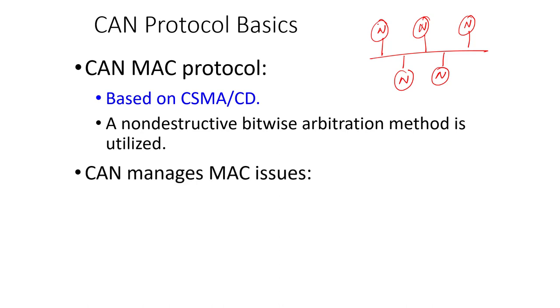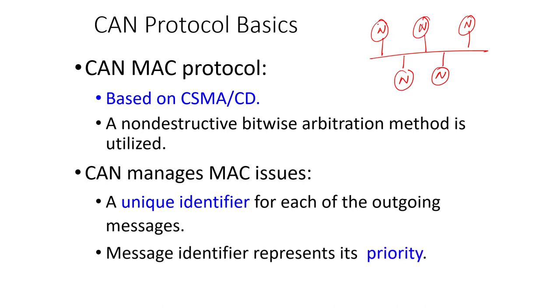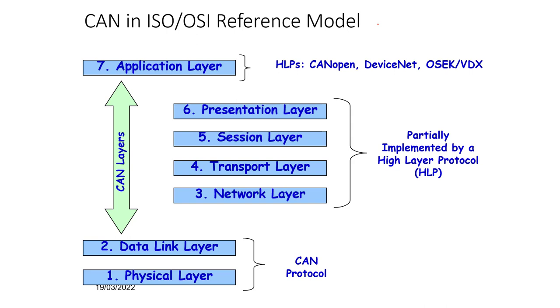So CAN manages the MAC issues, which is the second layer. Every outgoing message is stamped with a unique identifier, and the identifier in many ways represents its priority. Right, so we will discuss how this is used. It's important to understand CAN's communication model slightly, the OSI reference model of CAN.